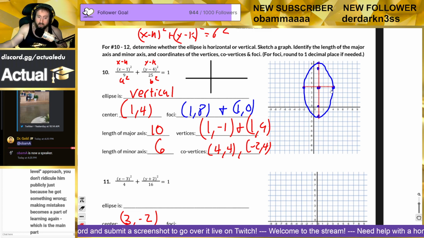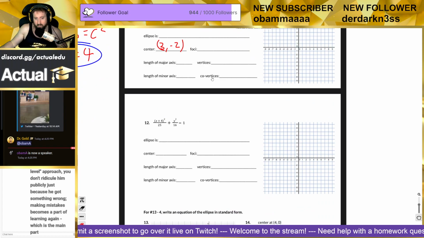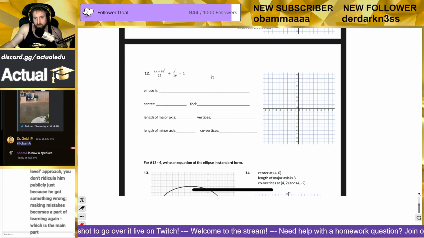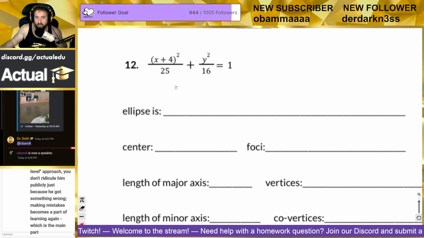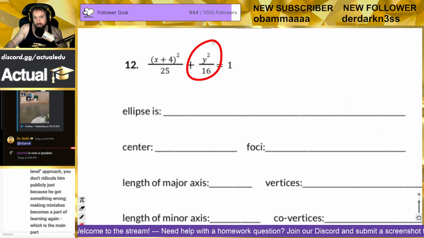Is this for the quiz tomorrow? I think you can do this, right? What happens when you don't see this? What's different about this? Yeah, I don't know what to do when it's only y squared.